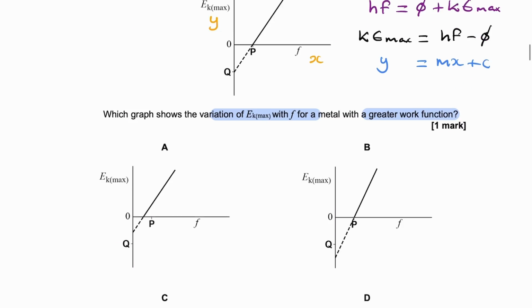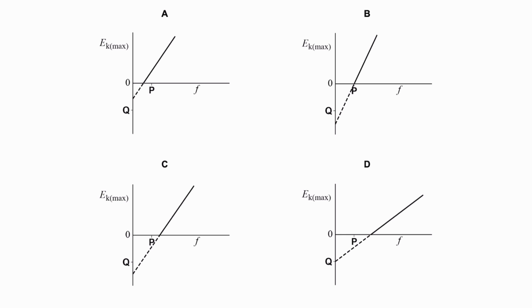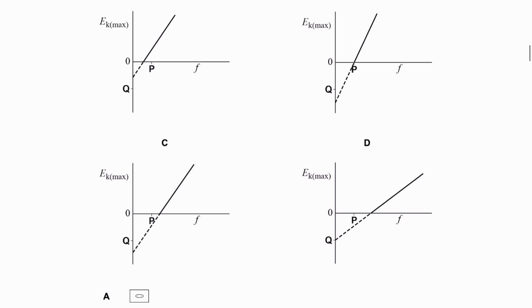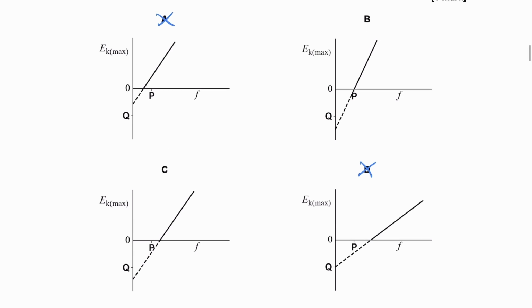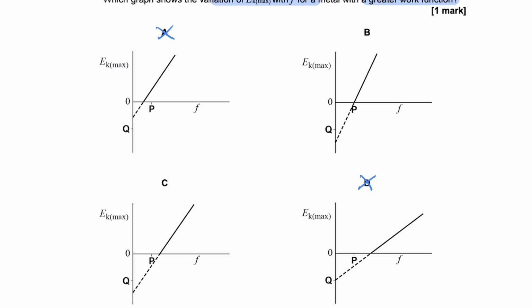So which of these graphs has that? For A, the y-intercept is getting higher, so it's not that. B could work, C could work, and D has the same y-intercept as before, so it can't be D. So it's either going to be B or C. Which one would it be? Let's go back to our equation.